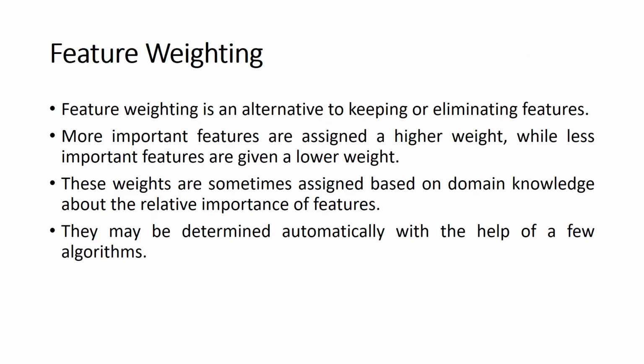There is one more approach in feature subset selection, which is feature weighing. Feature weighing is an alternate approach that we have in the feature subset selection process, or the elimination of features process. By using these feature weights, we are going to eliminate the features. The most important features are going to have a higher weight, and less important features are given a lower weight. So how do we select the weight?